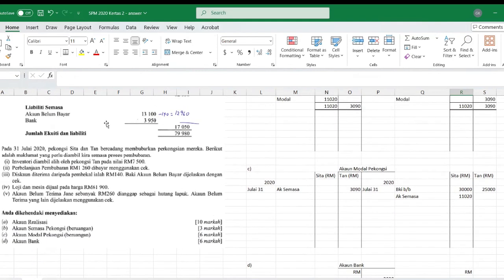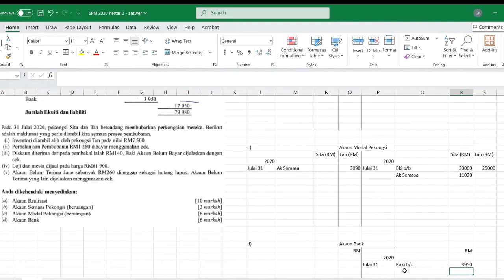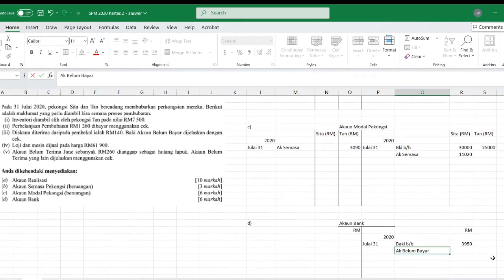All right. Account belum bayar, right? We get a discount of 140, discount diterima. So they issue a check of 12,960 ringgit. So we can credit here first, right? For account belum bayar. Belum bayar. We can credit here 12,960.